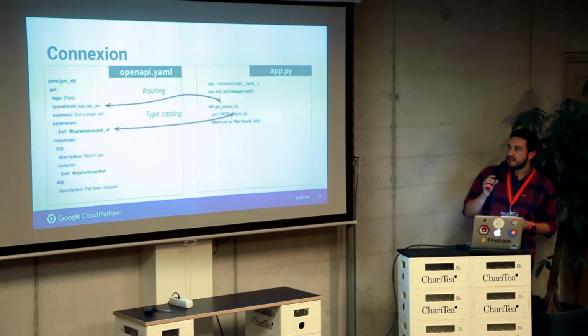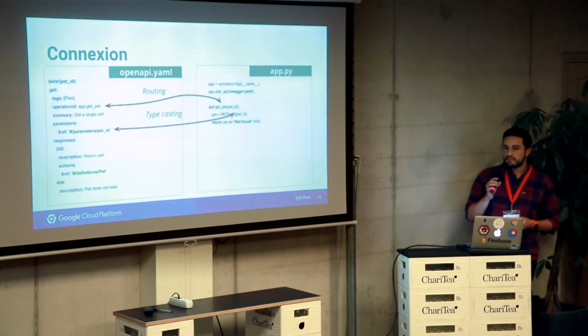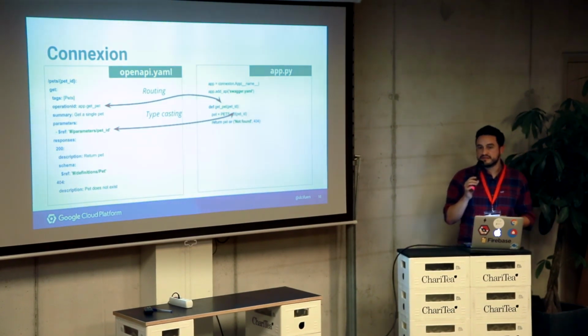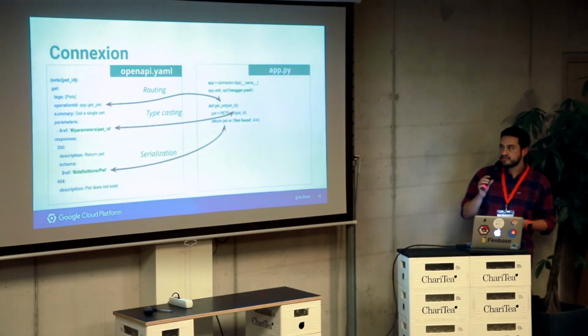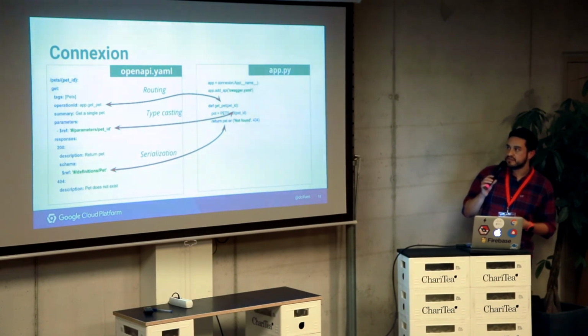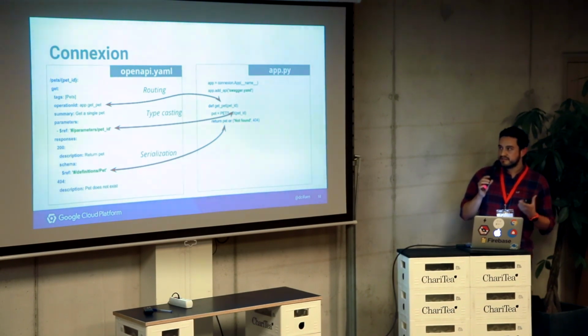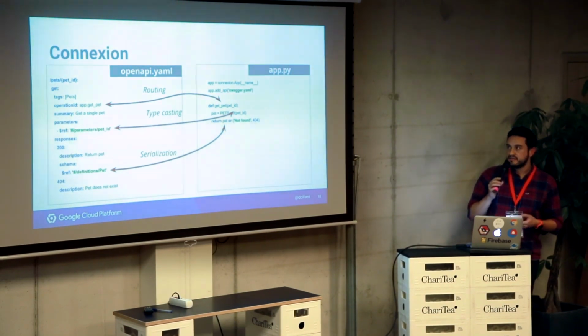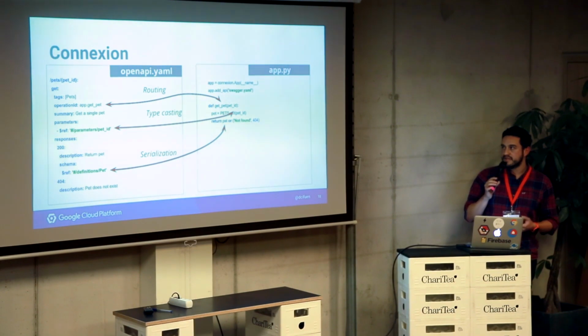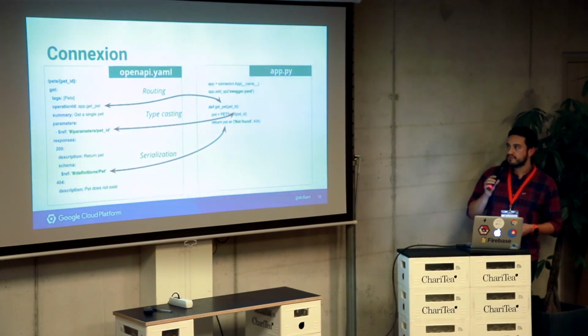It also has typecasting. For example, here we have our ID, which is an integer, and in our Python function, we just assume it comes as an integer. We don't have to do the casting manually. And it also does the serialization. So as you can see, we retrieve the pet, in this case from a Python dictionary, and we just return it, and Connexion will take care of the serialization to a JSON string. Or if it's not found, then it has convenience methods for returning, for example, a 404.